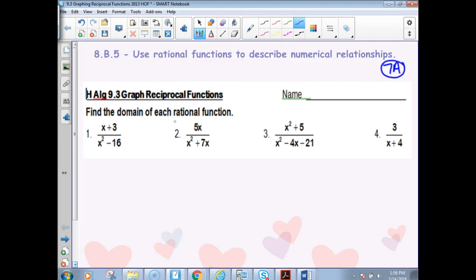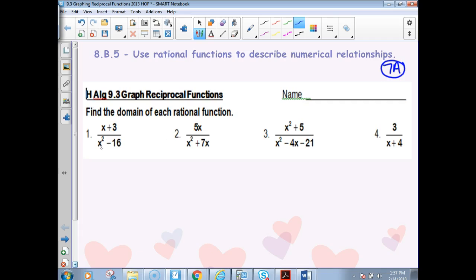Okay, we're going to graph reciprocal functions today. You need to be able to find the domain and the range of each function, and the main thing that you need to pay attention to is the denominator. So there are restrictions to the denominator, which restricts the domain. If there's a variable in the denominator, then there is a restriction to the domain, always.